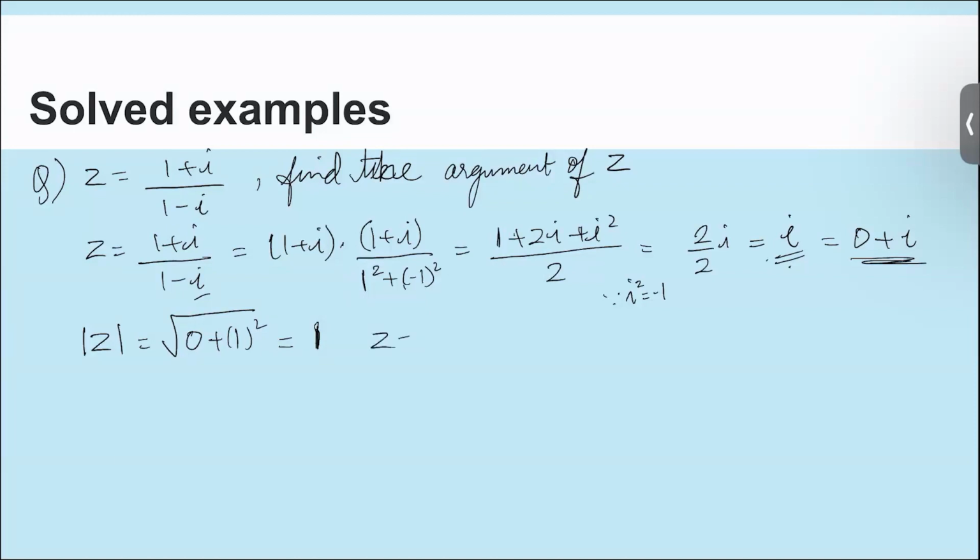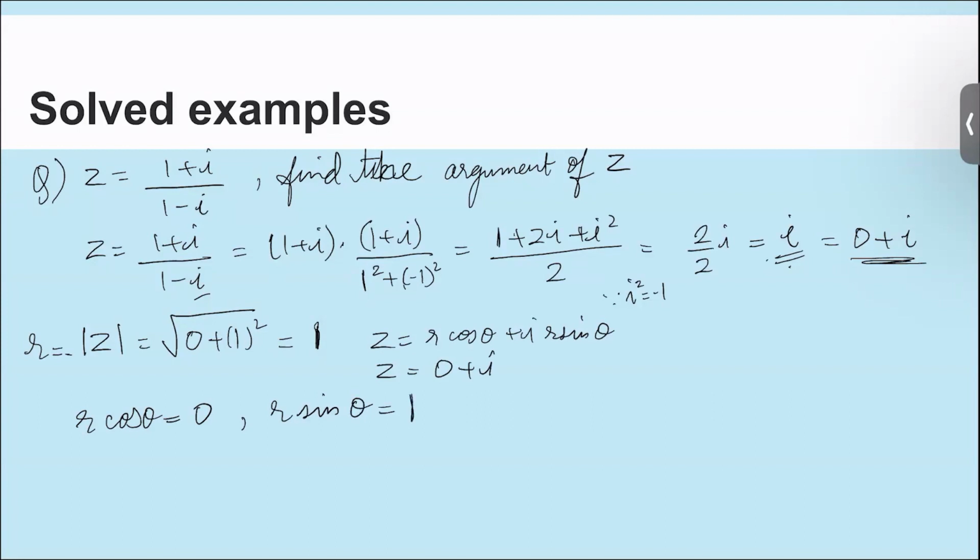Now in the polar form, z is equal to r cos theta plus i r sine theta. And we also know that z is equal to 0 plus i. So if you equate, R is actually equal to the modulus of z, r cos theta is equal to 0 and r sine theta is equal to 1. Okay, so your cos theta becomes 0 and sine theta is equal to 1. Now we know that only when theta is equal to 90 degrees, cos theta is 0 and sine theta is 1. So your theta or argument of z is actually pi by 2.